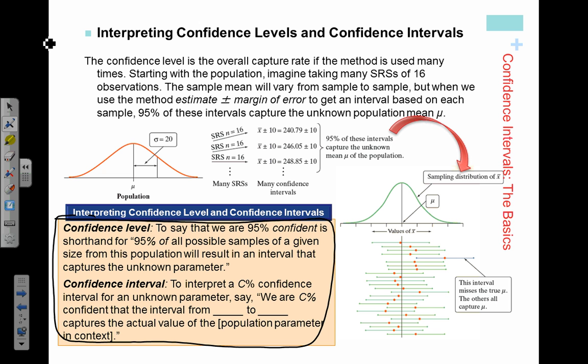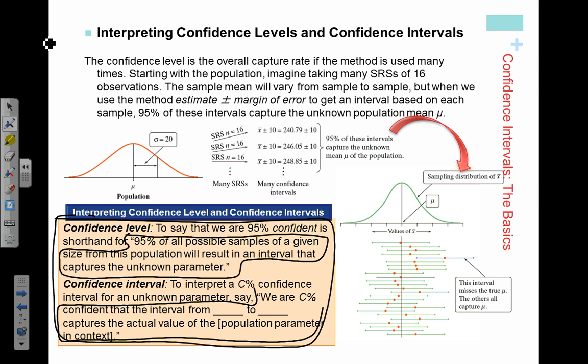To say that we are 95% confident is shorthand for this. You must be able to basically repeat this sentence, in writing, over time, multiple times through the next few chapters. 95% of all possible samples of a given size from this population will result in an interval that captures the unknown parameter. Another way to interpret a confidence interval for an unknown parameter is to say this: we are however many percent confident that the interval from blank to blank captures the actual value of the population parameter. So those couple of sentences are going to be big when we get into these problems on confidence levels and confidence intervals. So you need to take time to write those.